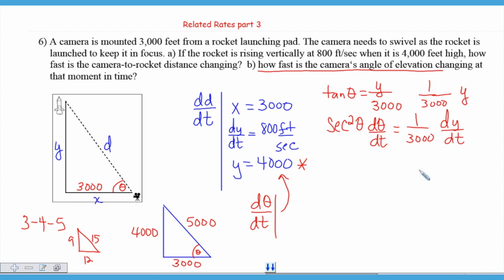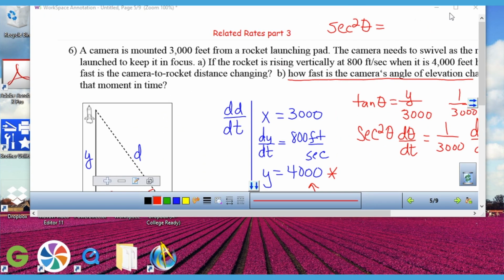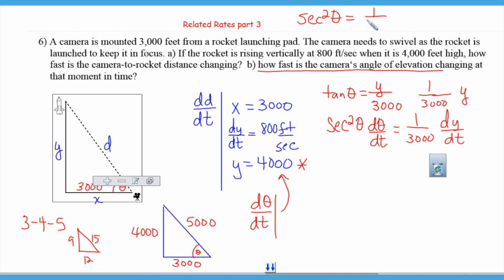Now this is the part where we plug in everything we know, and hopefully the thing that we're trying to find, which is d theta dt, is the only thing left. Well, I know dy dt. I can put that in for 800, but I don't know secant squared of theta. You know what I'm going to do? First, I'm going to solve this. It might make it a little easier. Remember that secant squared theta is really 1 over cosine squared theta. So to get rid of it, I would multiply both sides by cosine squared theta. So let me do that.